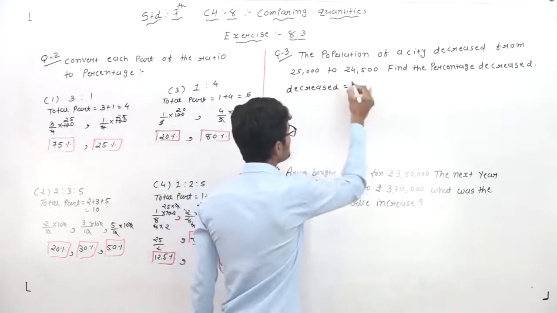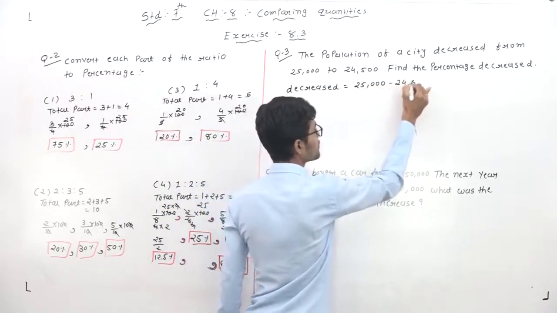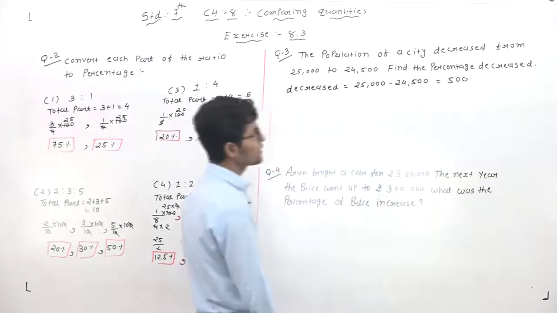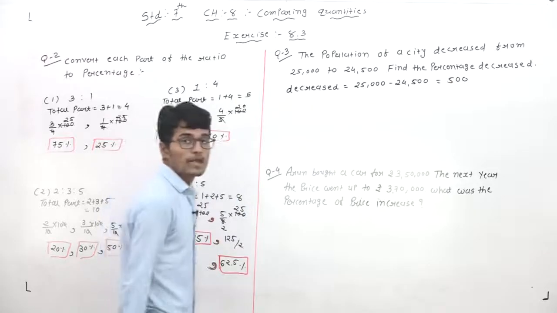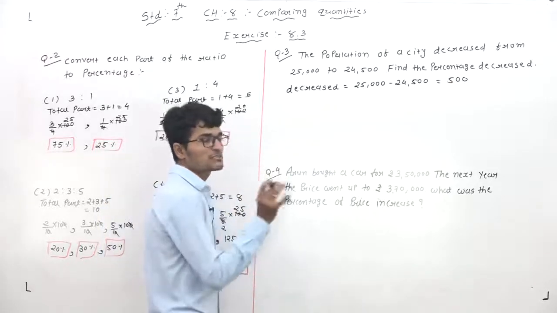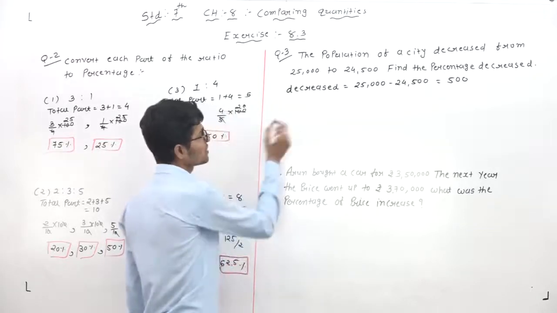So what is the decrease? So 25,000 minus 24,500. This means total how many? 500 population is decreased. Now find the decrease percentage. This means the one type of the loss percentage. So what is the loss percentage formula?